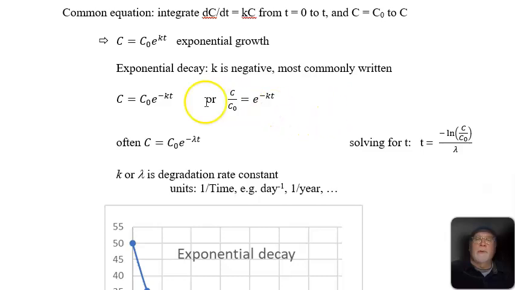So this is our first order kinetic equation, we'll do this thing upside down, backwards and forwards. C equals C0 e to the minus kt, or C over C0, pull the C0 from the right over to the left. C over C0 equals e to the minus kt.